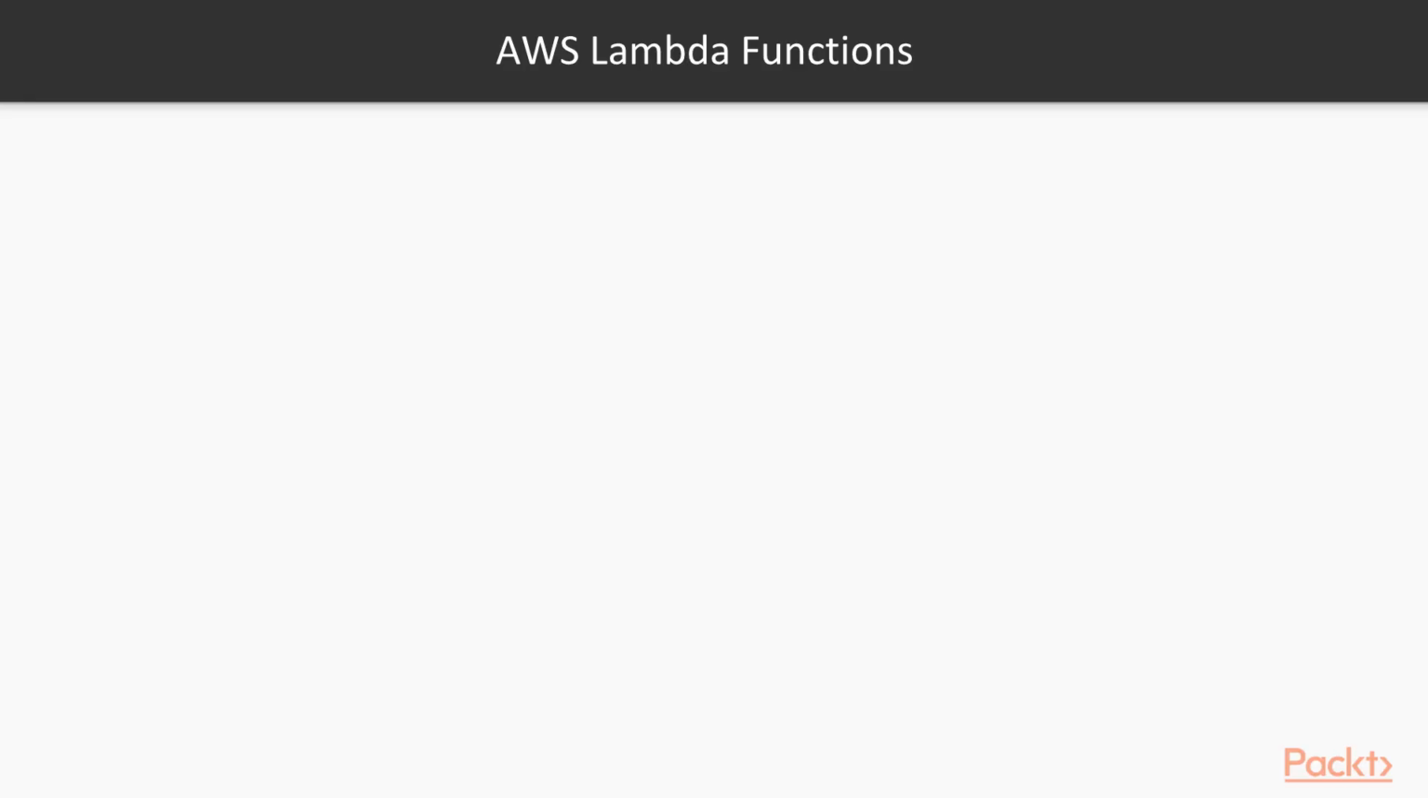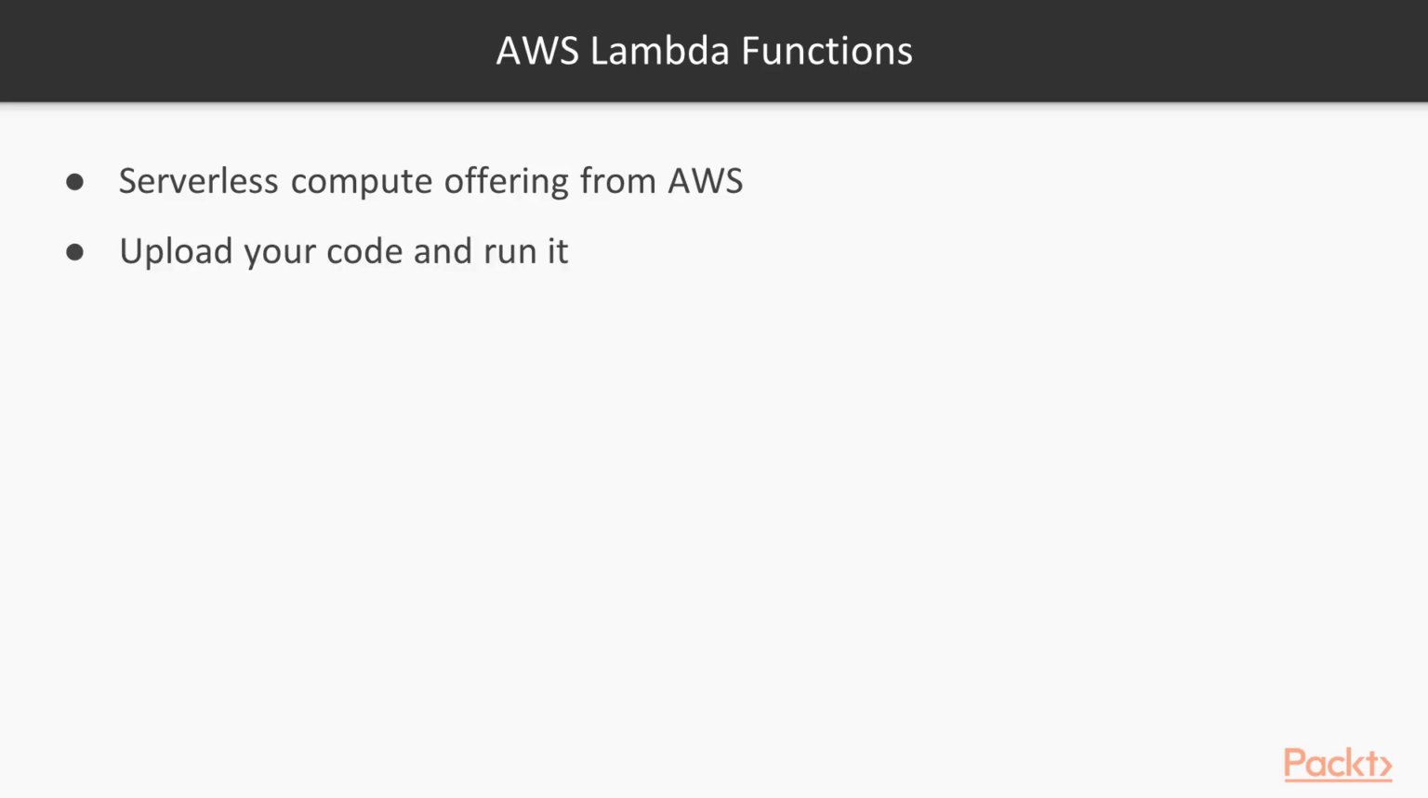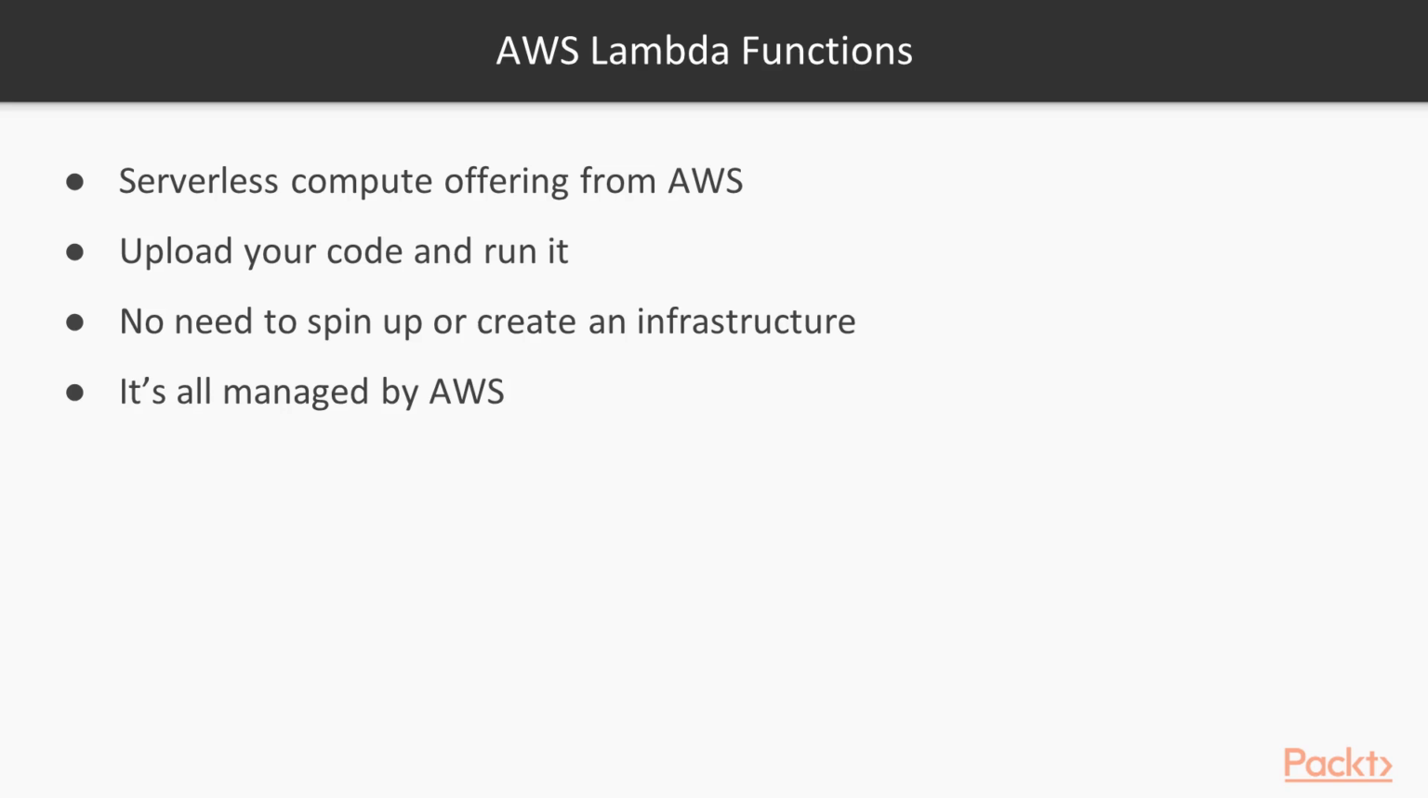So when we talk about going serverless, we mainly talk about using the AWS Lambda service, which is available in AWS itself. This is a serverless compute offering from AWS. Here the only thing that you have to do is to upload your code and run it. That's it. You don't need to spin up or create your own infrastructure. All of this will be managed by AWS, the Lambda service. This is the brilliant feature about the AWS Lambda service.